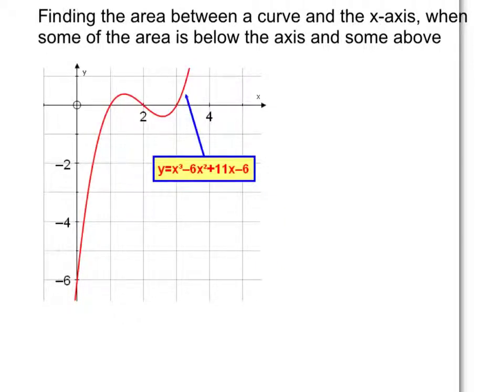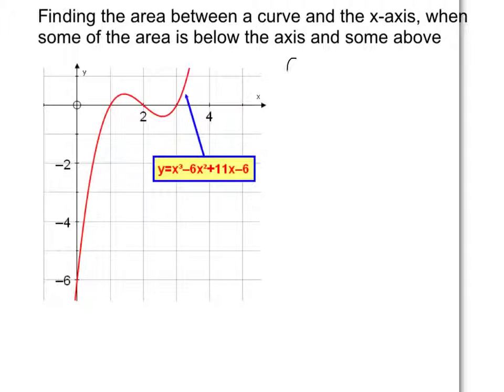This video is explaining how to find the area between a curve and the x-axis when some of the area is below the axis and some of the area is above. So finding the area means finding the integral, and in this case, with this example, we've got a curve x cubed minus 6x squared plus 11x minus 6.